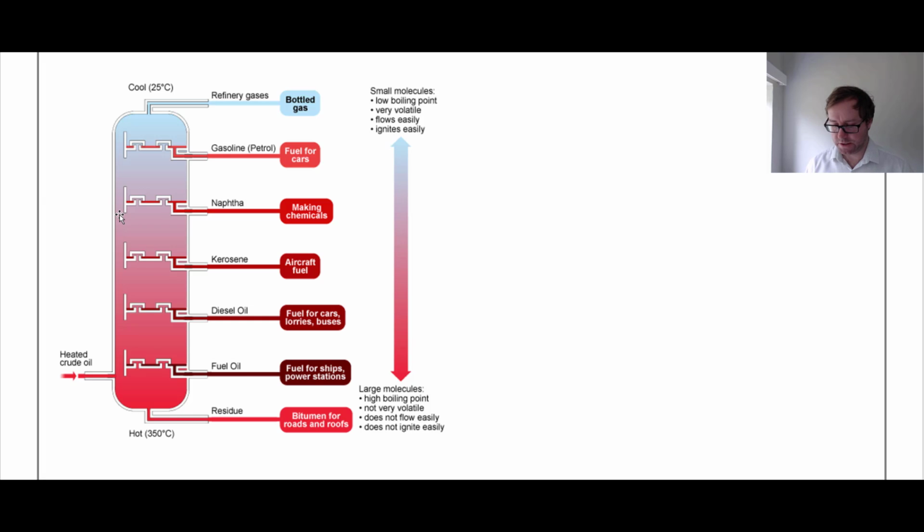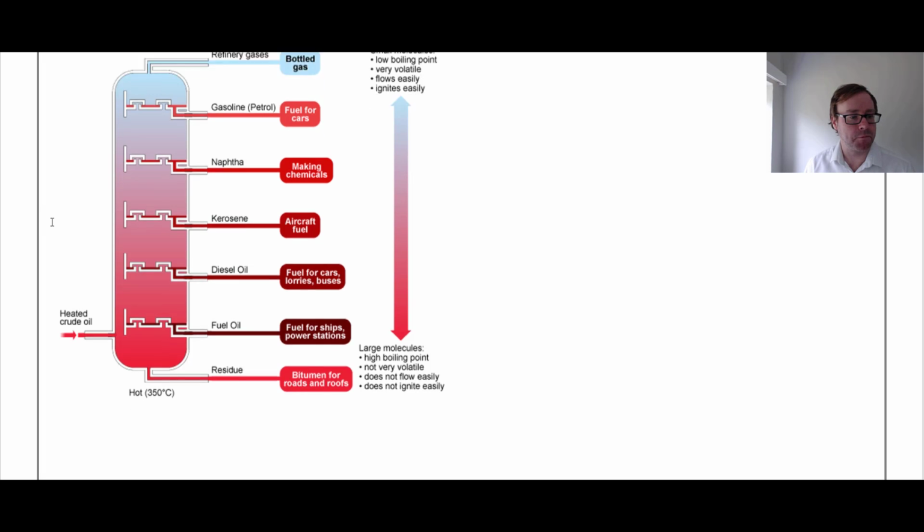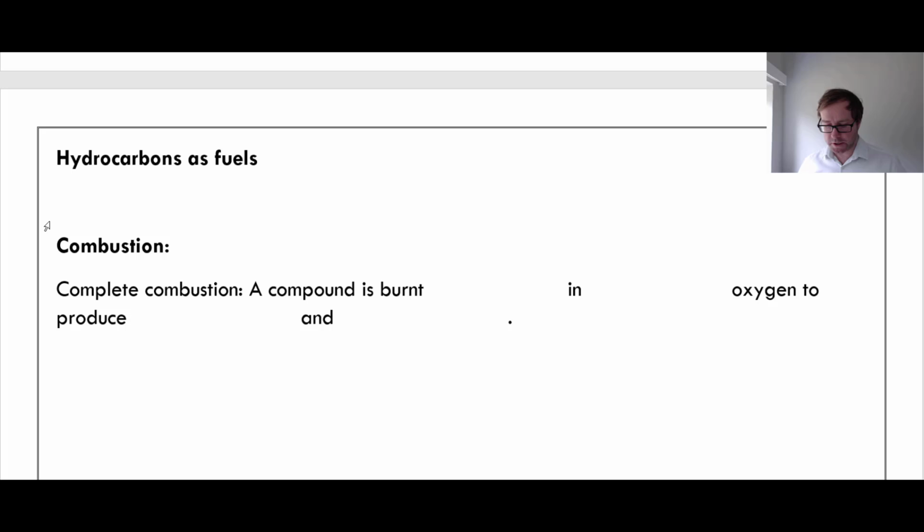Okay, so I'm not going to talk that much more about the fractional distillation column and fractional distillation, because it's usually GCSE rather than A-level. Okay, moving on. So, hydrocarbons as fuels.